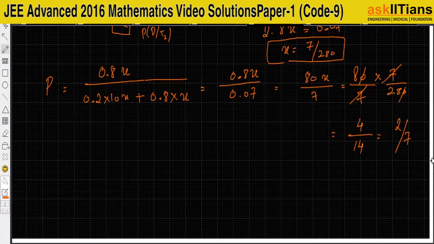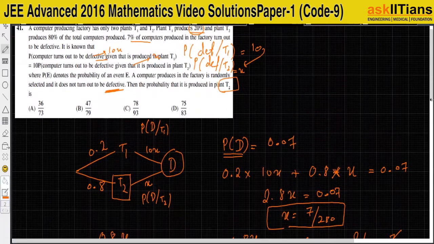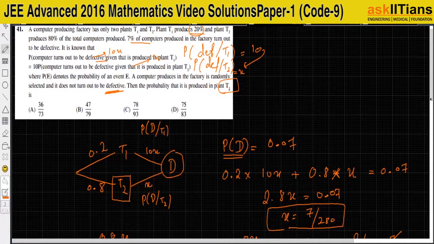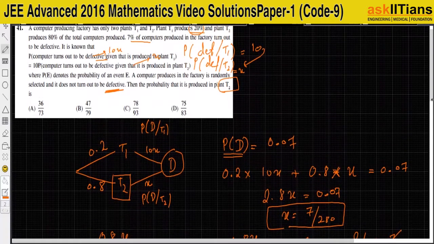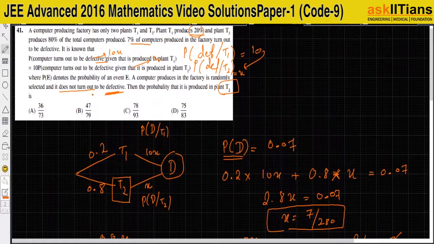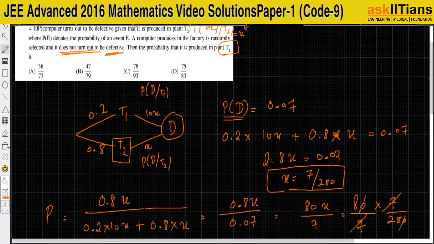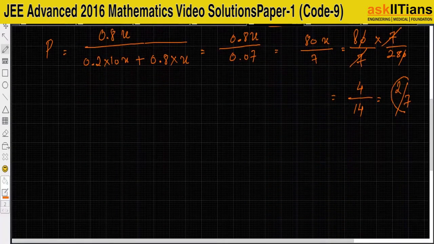Probability that the selected computer does not turn out to be defective. It's mentioned that it does not turn out to be defective. So again your cases will be different, right? This will not be the answer. This is the probability if the computer that you selected turns out to be defective.